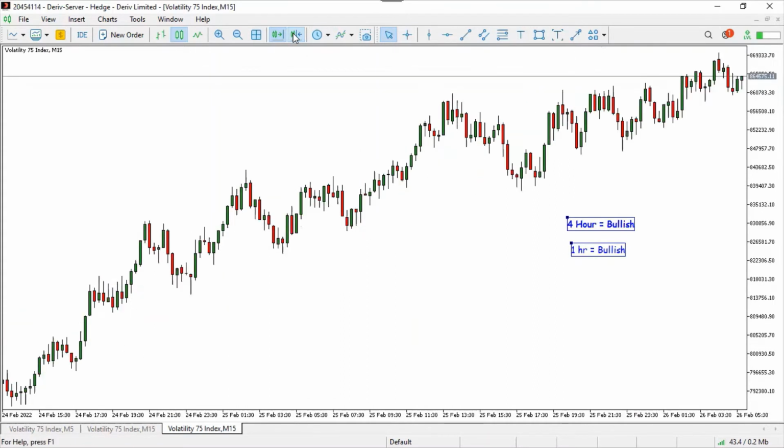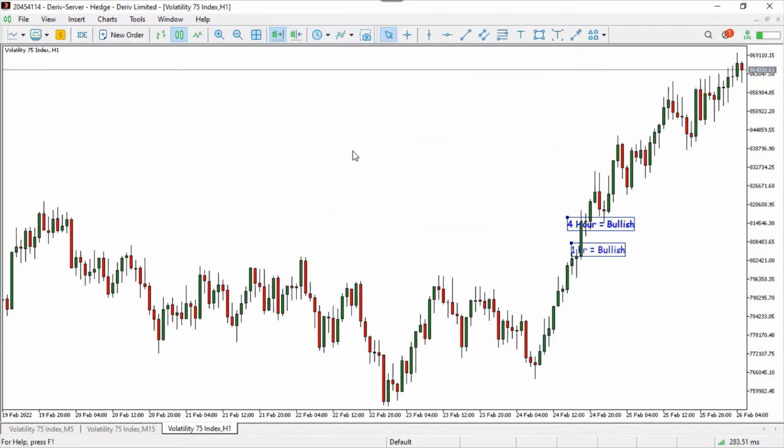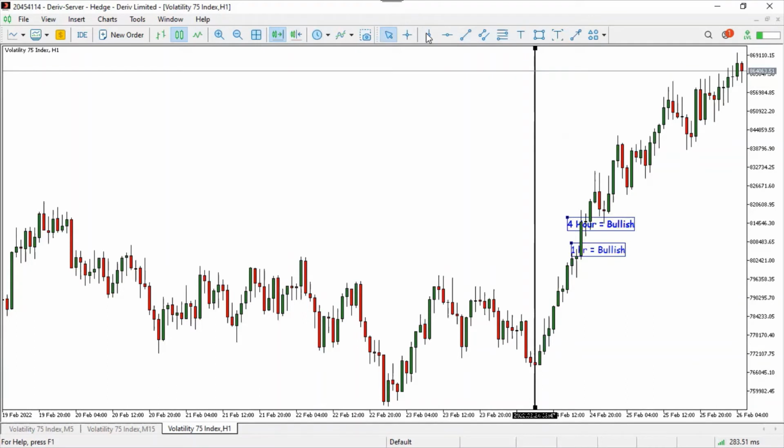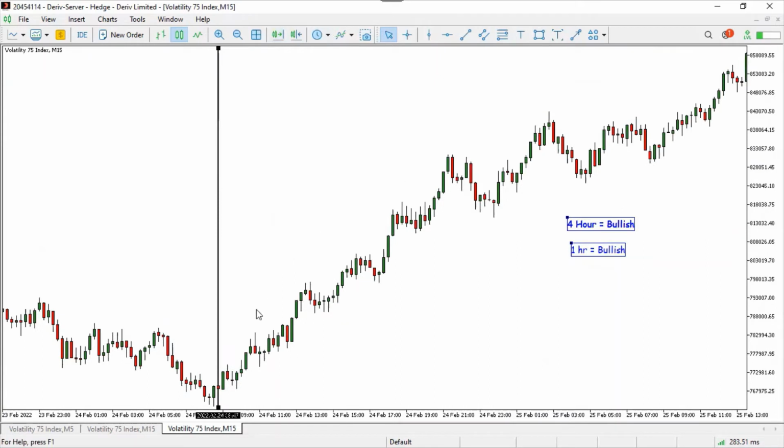Let me do this. Let me go to 1 hour and mark where we started this particular trend. We started around, let me just mark it here. We started around here. You can see that black line. Yes, sir. So let's go to 15 minutes. Then we look for that area. So this is the area, right? Now, how do we enter our trade? That's where the next thing comes in.